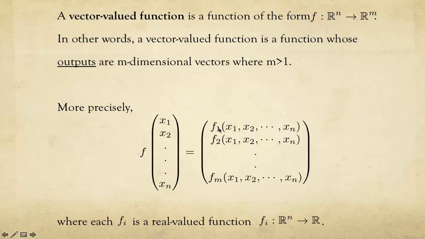So this f1 is the first component of that output, f2 is the second component. Notice these component functions are actually real-valued functions, because this function right here outputs one number, and that number will be the first entry. So this is what a vector-valued function looks like. This is basically joining together a bunch of real-valued functions.